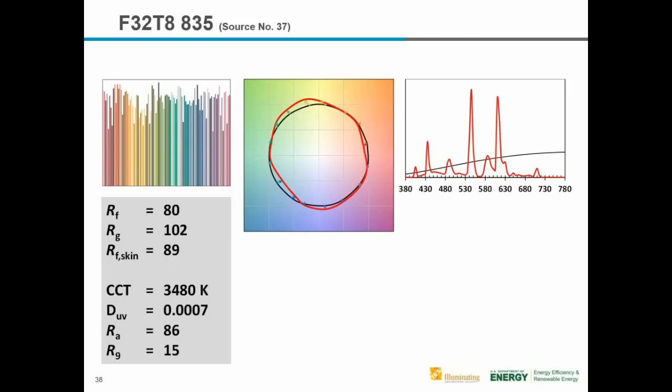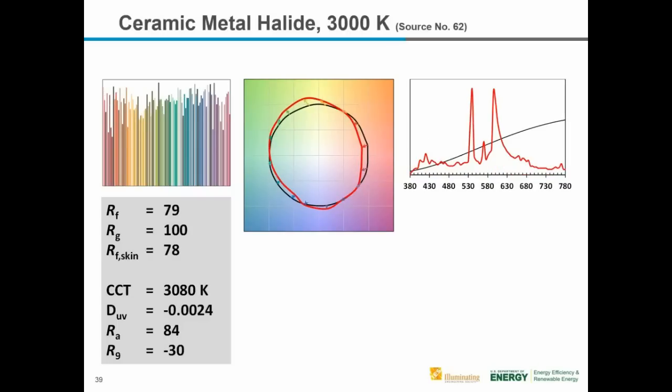This is because triphosphor lamps have in the past been optimized around the 8 test sample colors that are part of the CIE method. And when we now have 99 color evaluation samples, selective optimization like that becomes much more difficult. This is summary information for a ceramic metal halide lamp. And again, I'll leave that there for you to study on your own.